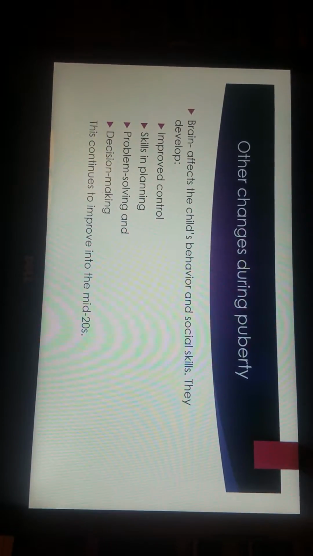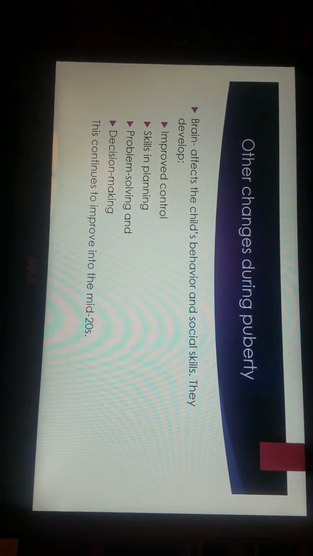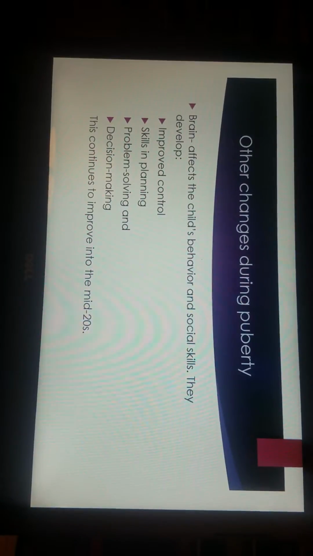Other changes that occur during puberty. The brain. The brain affects the child's behavior and social skills. They develop improved control, skills in planning, problem solving, and even decision making. These continue to improve until the mid-20s.